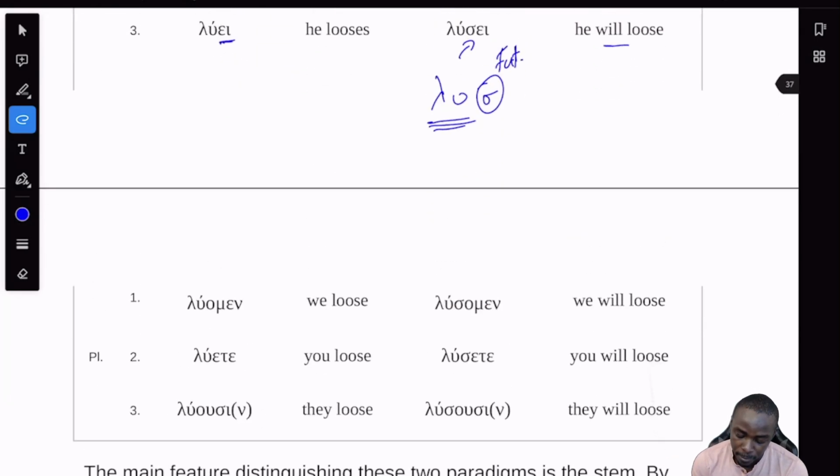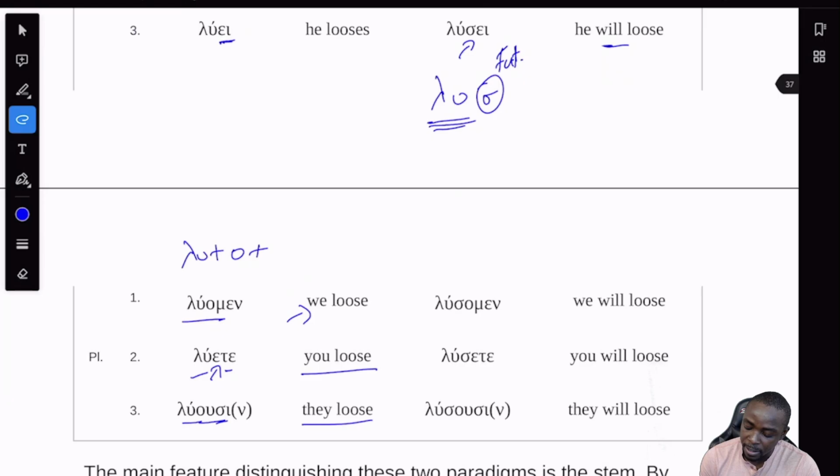Now let's go to the plural forms. In the present tense, remember you add the omicron. Why? Because it's a neutral morpheme to the stem. So you have lu plus omicron plus men, M-E-N. Remember men, ete, and ousi. Keep that in mind, right? So we have that already. So now this equals we, because it's first person plural. We lose. Then you have lu ete, and since this e is a neutral morpheme that's added, because it's really te, that's the ending. Then you have you lose, plural. Then you have lu, and then ousi is added, they lose.